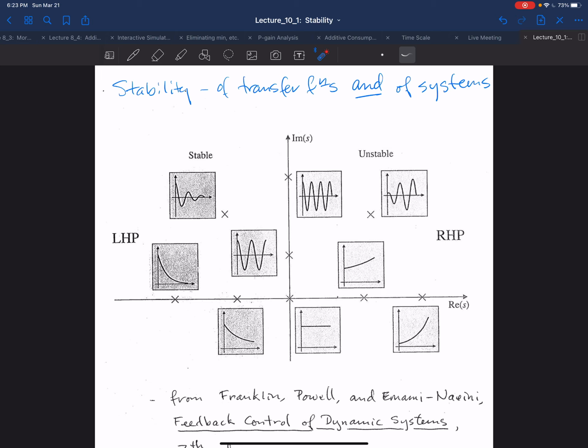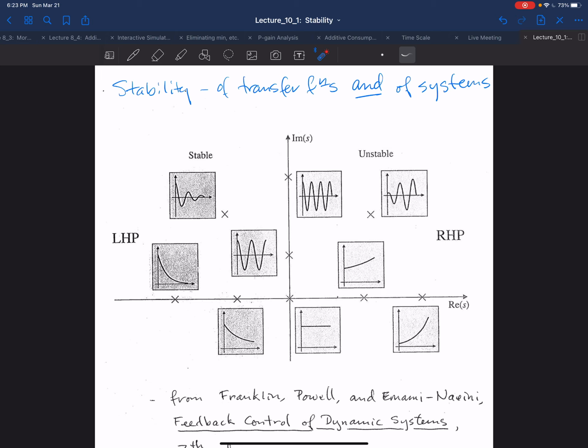Let's start maybe with a bit of a recap of what we've done recently in analyzing the time domain responses of LTI systems. We've been studying in particular the relationship between the forms of the time domain responses, specifically the impulse response and the step response, and the locations of the poles and zeros of the transfer function on the S-plane.